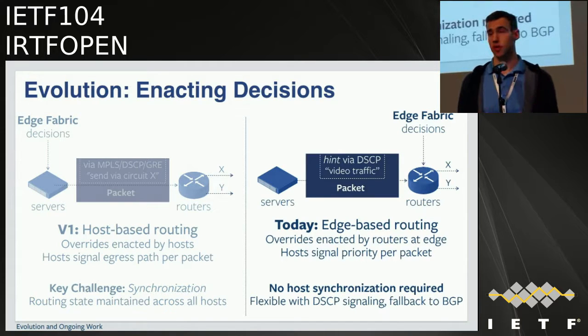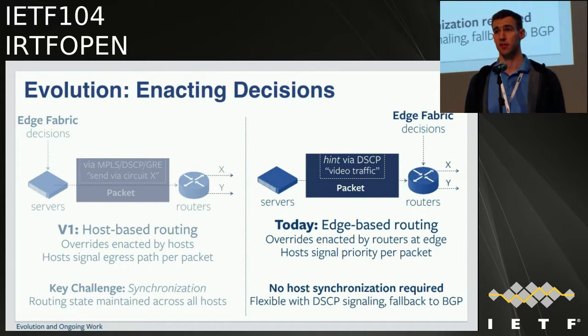In comparison, what we do today, this edge-based routing approach that I described, has Edge Fabric inject its decisions into routers at the edge of our network, and overrides are enacted by those routers. Hosts don't signal the precise path that they want a packet to take. Instead, they just signal to the router information about that packet's traffic class, such as this is a video packet. So this means that we don't have any host synchronization, which in our network drastically reduces the complexity of a system like Edge Fabric. Further, we have flexibility with DSCP signaling because we can account for different classes of traffic, and we can always fall back to BGP at our edge routers.